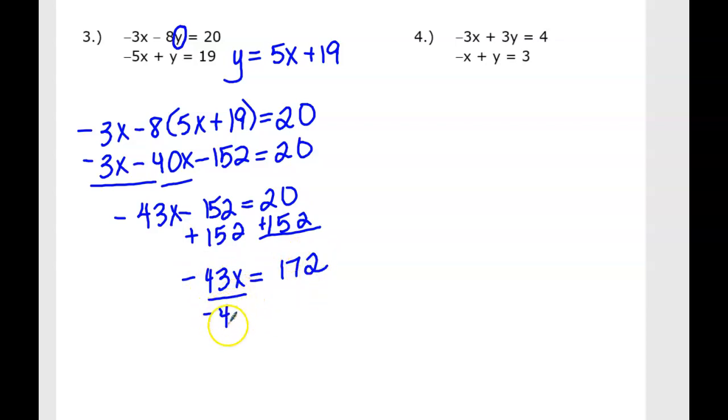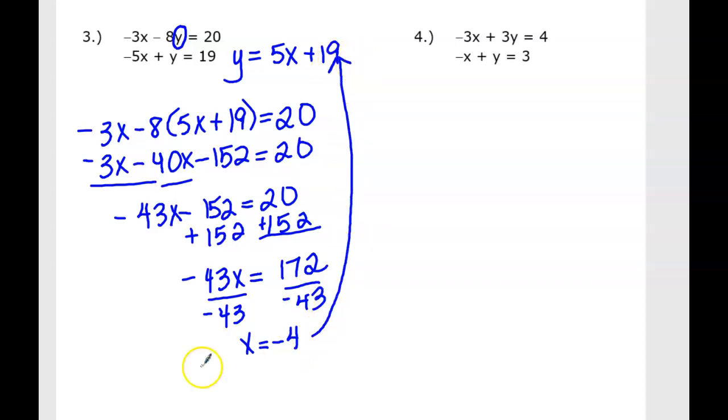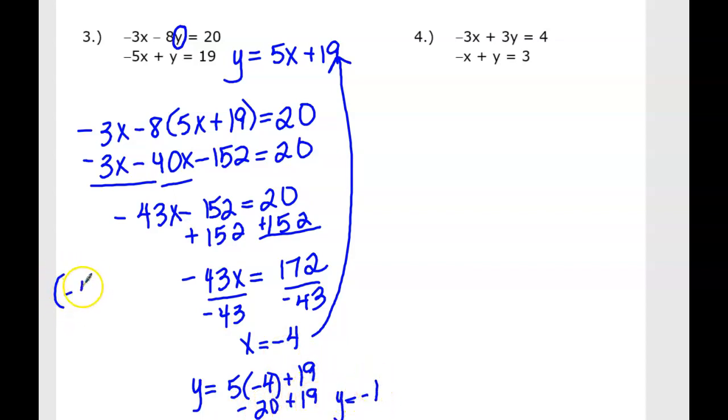So when I divide by -43, okay, my x is going to be a -4. All right, I plug in my -4 here. Okay, and my y is going to be equal to 5 times -4 plus 19. So that gives me a -20 plus 19. So my y is -1. So my solution is -4, -1.